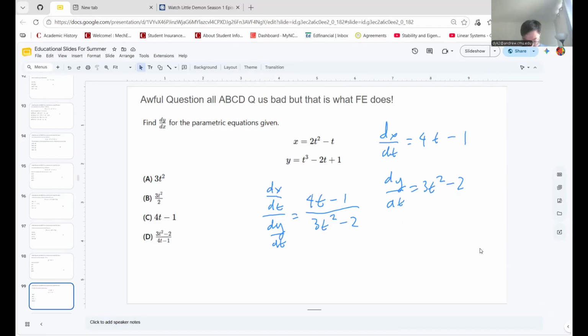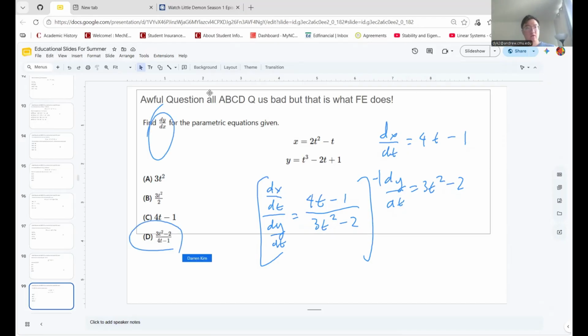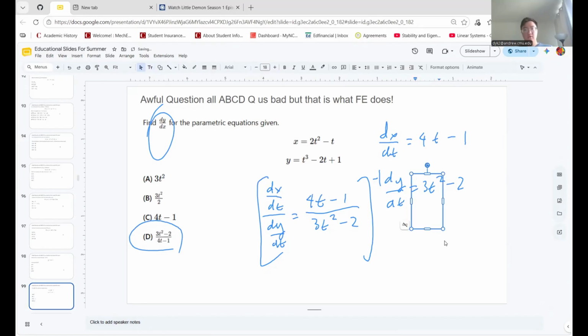And unfortunately, I got something wrong. Oh, inverse, because I flipped them. Sorry. This is dy/dt, read the question correctly. So it is this. It is D.